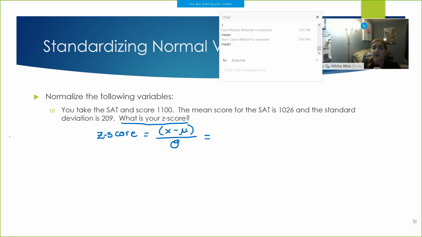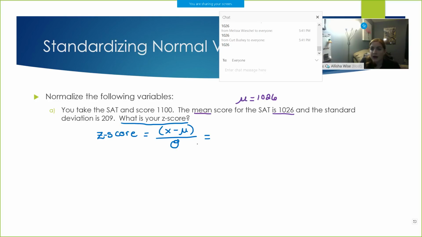What does this mu right here represent? Mu is our mean. Very good. So if we're reading this sentence, what would be the mean? What do you think the mean would be? Yep, very good. The mean is 1026. They tell you what the mean is. So I know that mu is equal to 1026. Very good.